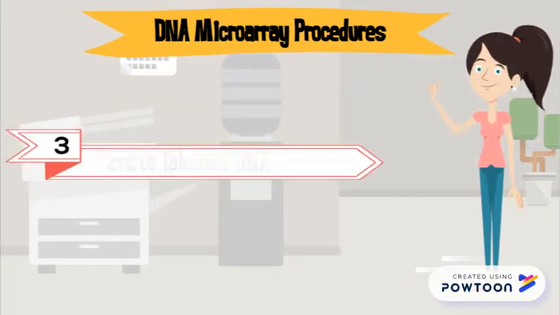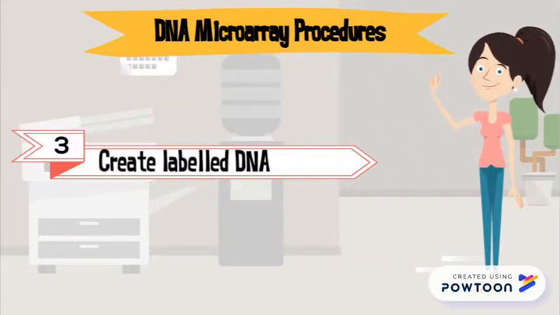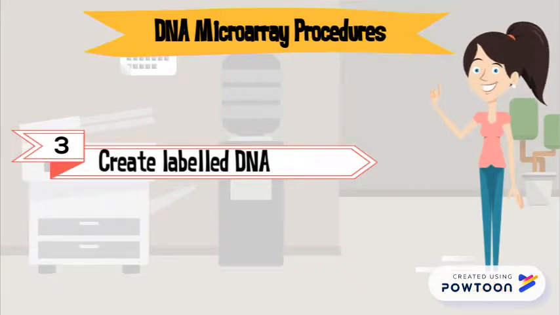Step 3 is to create a labeled cDNA. A labeling mix is added to the RNA. The primer and the reverse transcriptase bind to the mRNA first, then add the fluorescently dyed nucleotide, creating a cDNA.